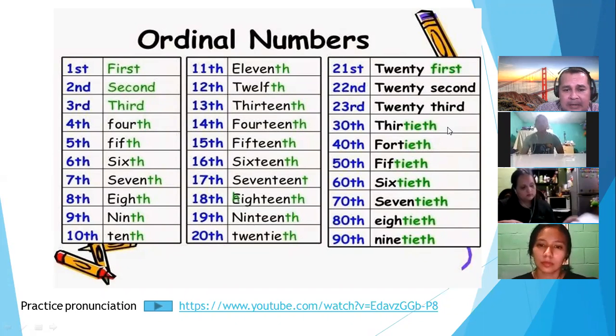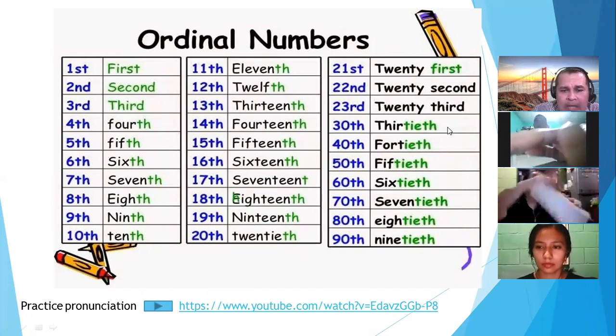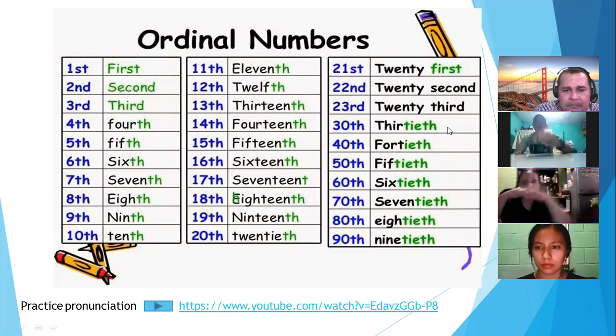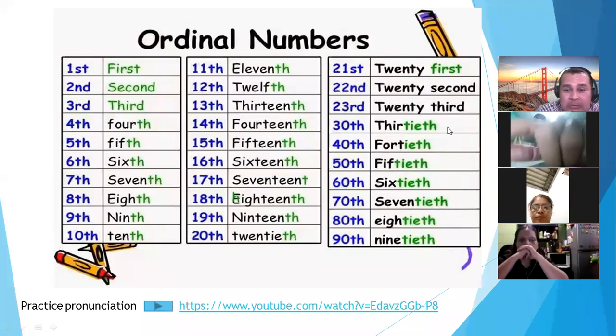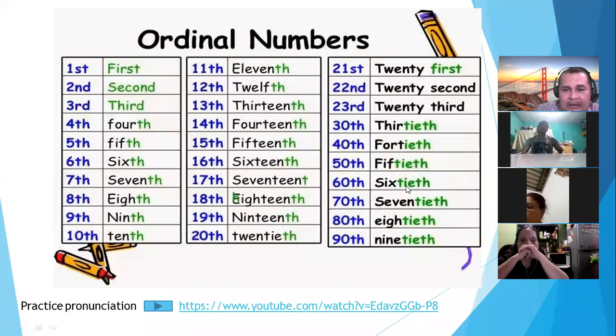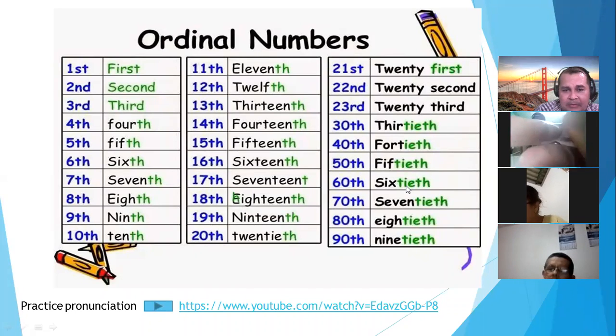Let's see. Jose Vela, when is your birthday, Jose? My birthday is October 19. No, 29, ¿cómo se pronunciaría, teacher? 29. October 29. Okay. Thank you, Jose. Thank you very much.